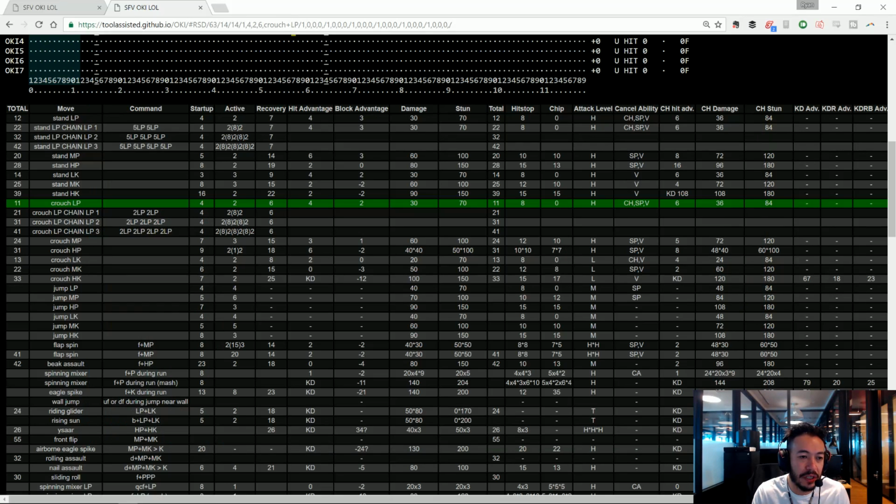So now what we want to do is go to Rashid's frame data and look for a 5 frame move and see if there's something we can substitute it for. I believe the one with the most versatility is standing medium punch, because you can get a lot off of that.